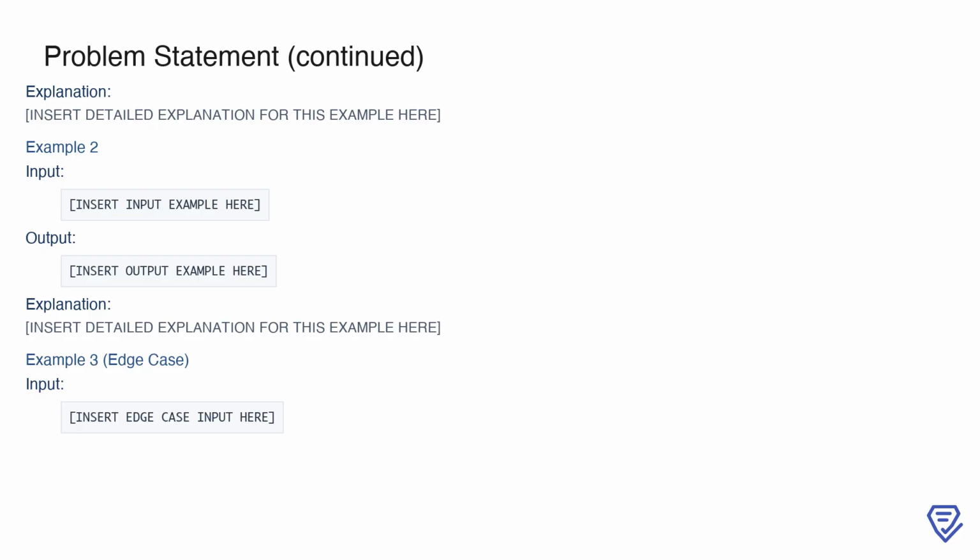Now, consider example 2. The input is, insert input example here, and the output is, insert output example here. Again, this demonstrates how the problem's requirements are met through the solution. For example 3, which is an edge case, the input is, insert edge case input here. These examples are designed to help you identify patterns and edge cases that are crucial for developing a robust solution.